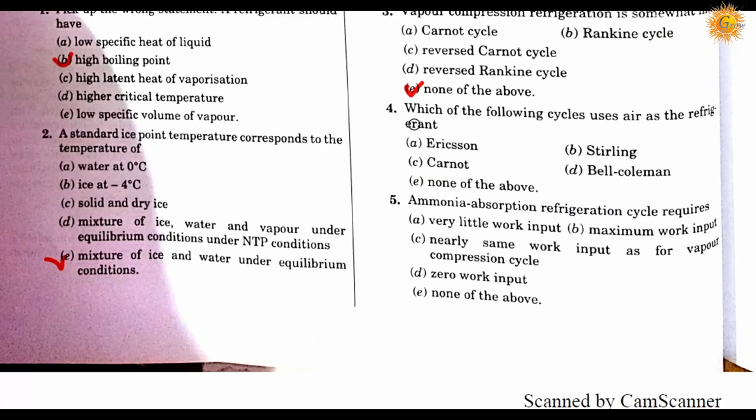Question number 4. Which of the following cycles use air as the refrigerant? Option A, Ericsson cycle, option B, Stirling, option C, Carnot, option D, Bell-Coleman, option E, none of the above. So the correct answer is D. Bell-Coleman cycle uses air as refrigerant. Air is used as refrigerant.